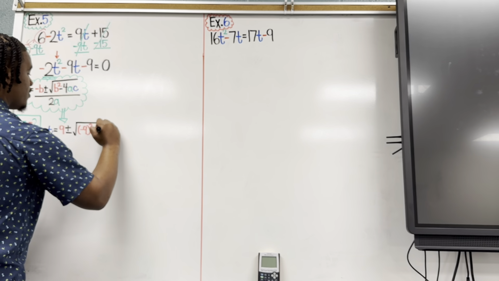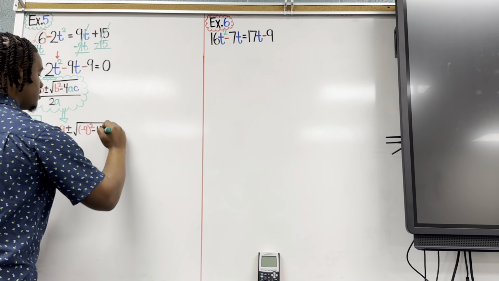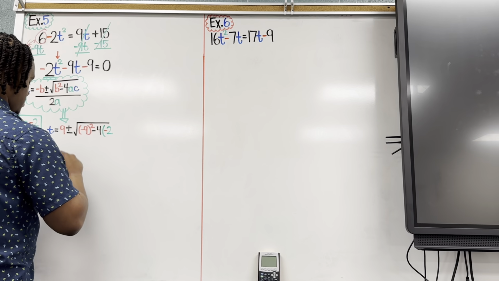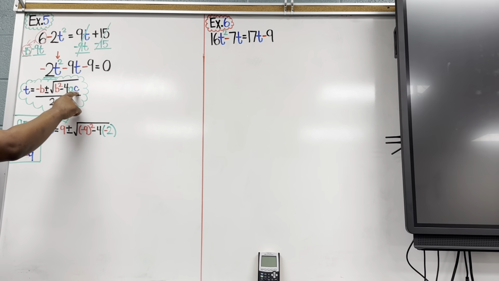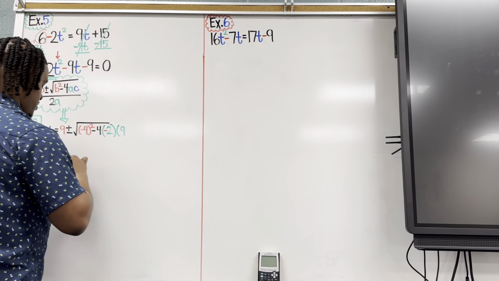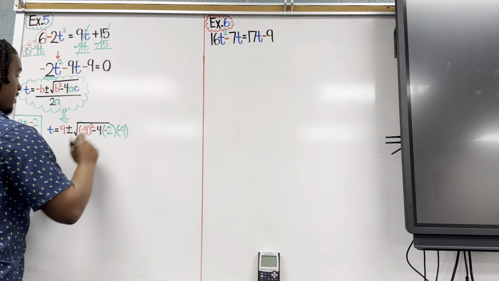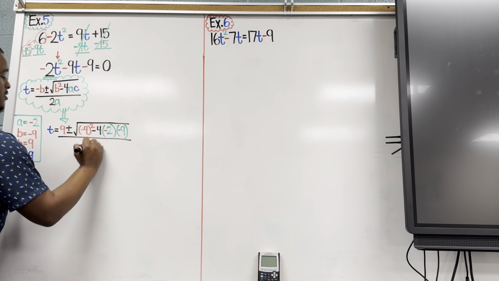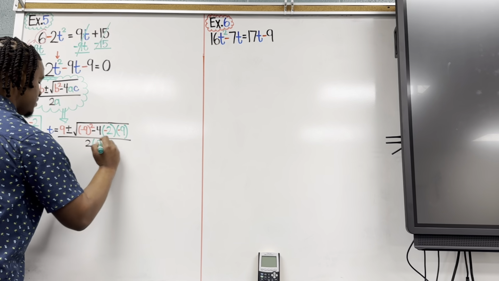Minus 4 times a, which is negative 2, so it's going to be times negative 2, times c, which is another negative, negative 9. And we're going to have all of that over 2 times a, so it's going to be 2 times negative 2, because a is negative 2.